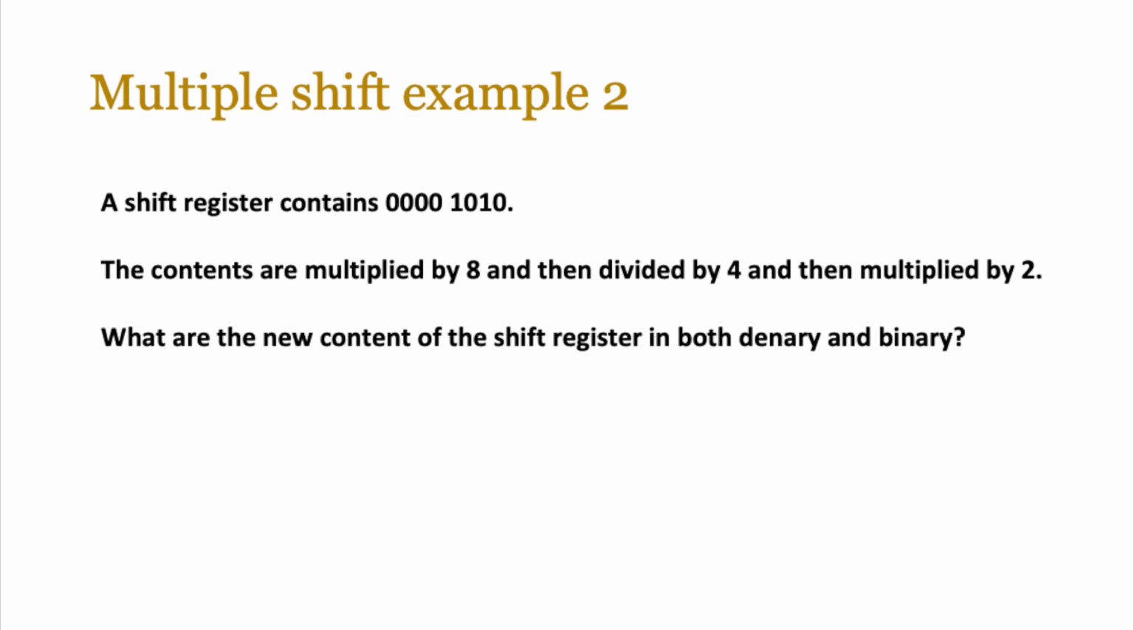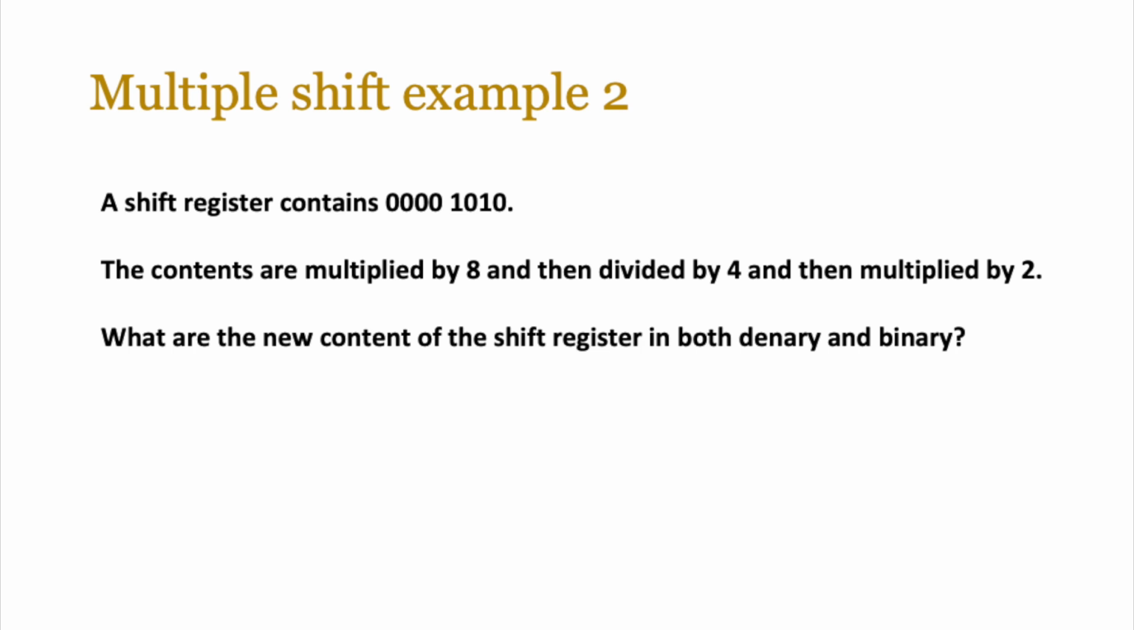Here, a shift register contains the following value: 0000 1010. The contents are multiplied by 8, then divided by 4, and then multiplied by 2. What are the new contents of the shift register in both denary and binary? So here, you will need to work out the shifts. So multiplying by 8 is shifting it 3 to the left, dividing by 4 is shifting 2 to the right, and multiplying by 2 is shifting 1 to the left again.